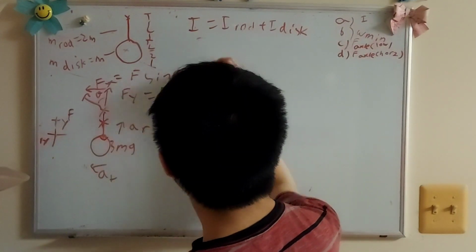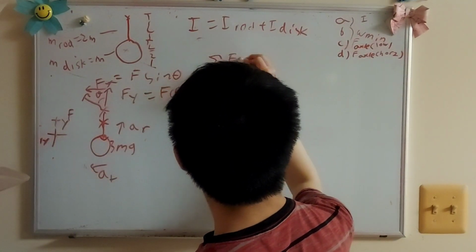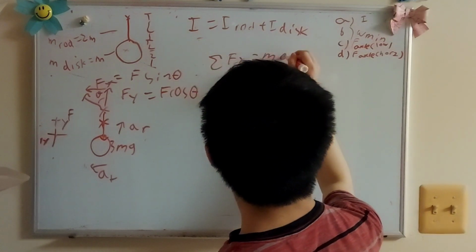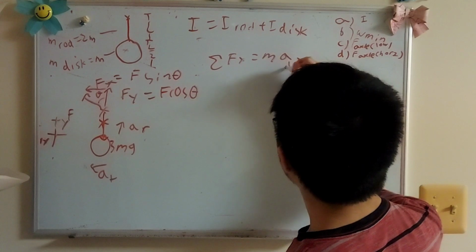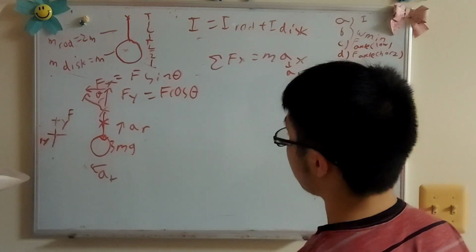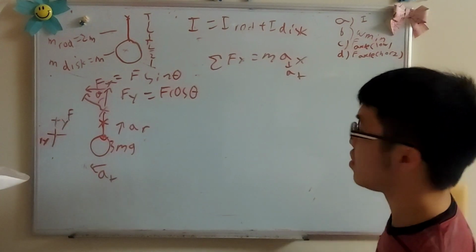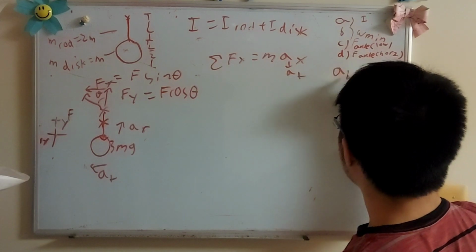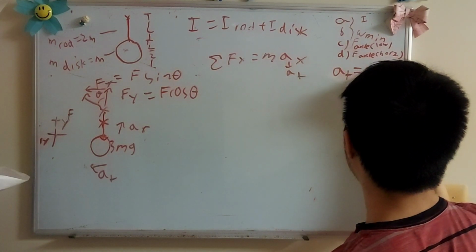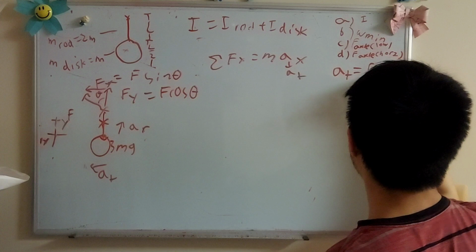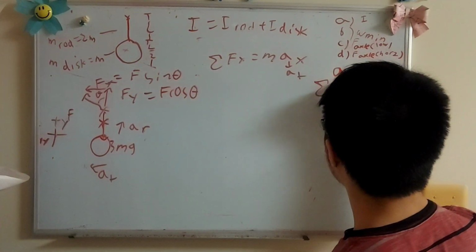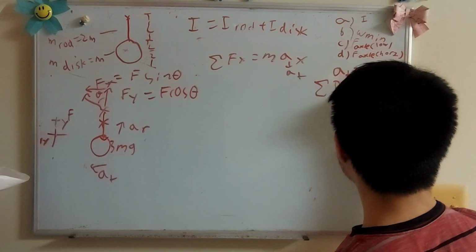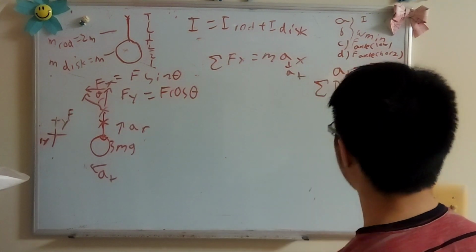So let's sum up the forces and use Newton's second law. This acceleration is going to be AT. But how do we find tangential acceleration? Well, we know that tangential acceleration is derived from radius times angular acceleration. Angular acceleration can be found by summing up the torques and equating that to inertia times angular acceleration.